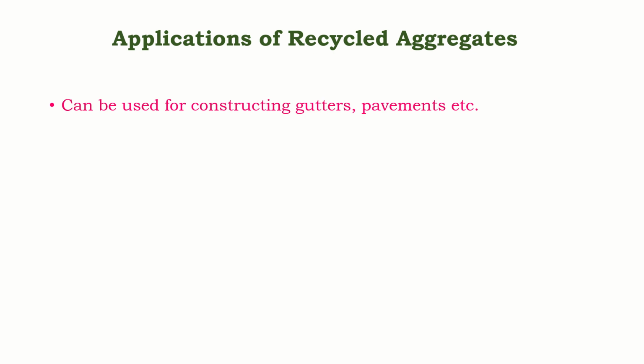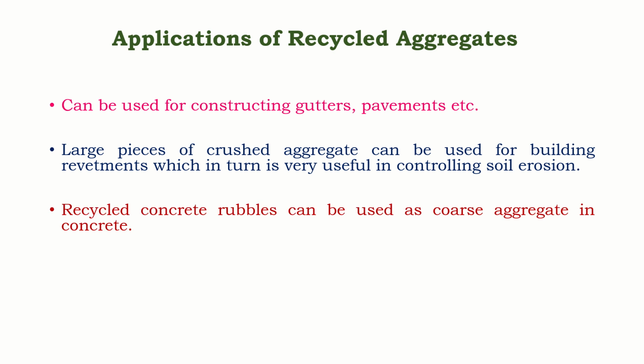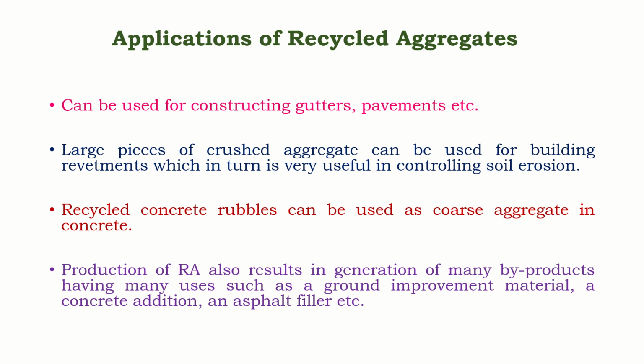Coming to the applications, recycled aggregates can be used in the construction of gutters, that is drains, and pavements. Even large pieces of crushed aggregates can be used for building revetments, for slopes, for controlling soil erosion. Even recycled concrete rubble can be used as coarse aggregate in concrete, which is what we are currently discussing. And the production of recycled aggregates also results in many other byproducts, and it can also be used as a ground improvement material other than its usage in concrete.